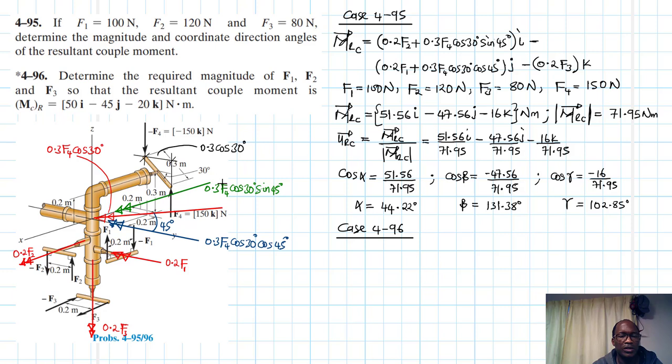So in this particular problem, they've given us already the resultant couple moment, and they're asking us to find F1, F2, and F3.